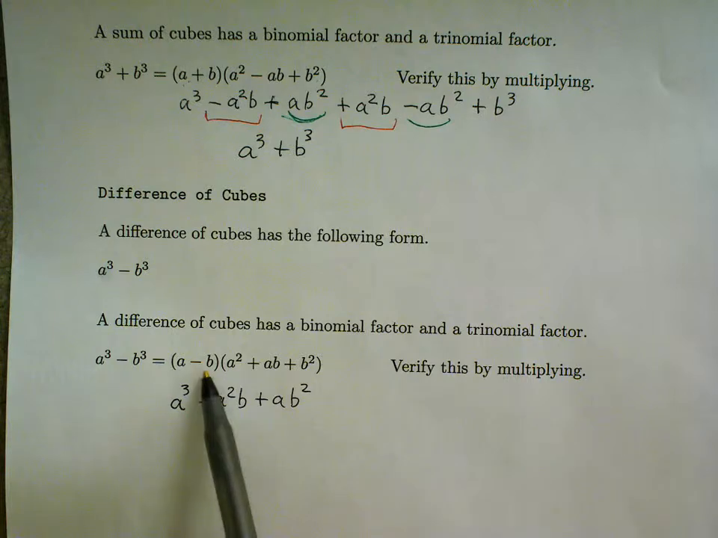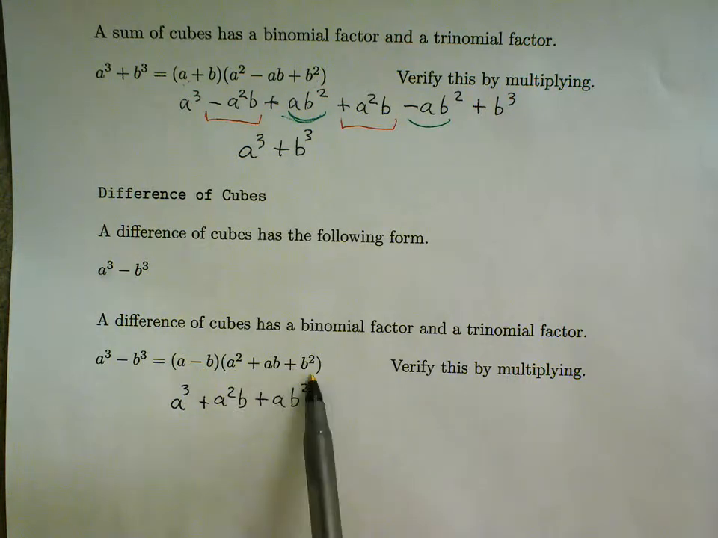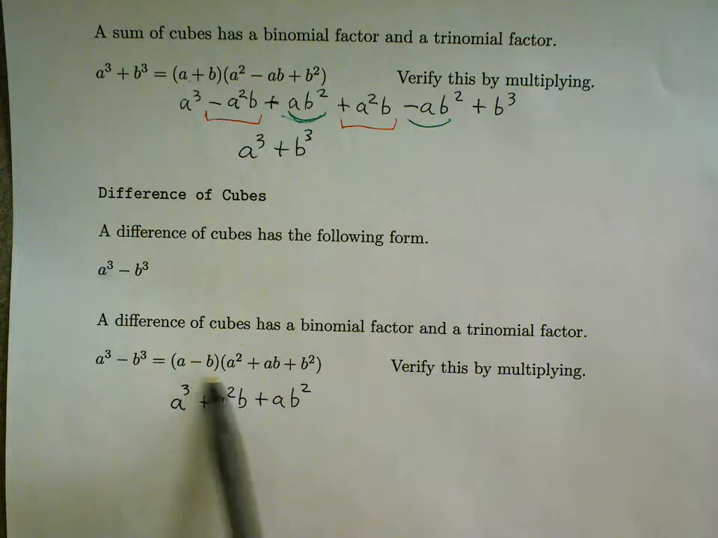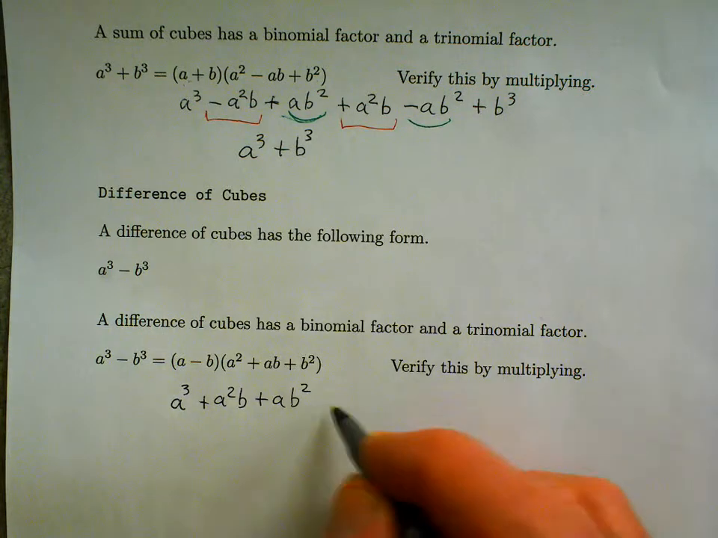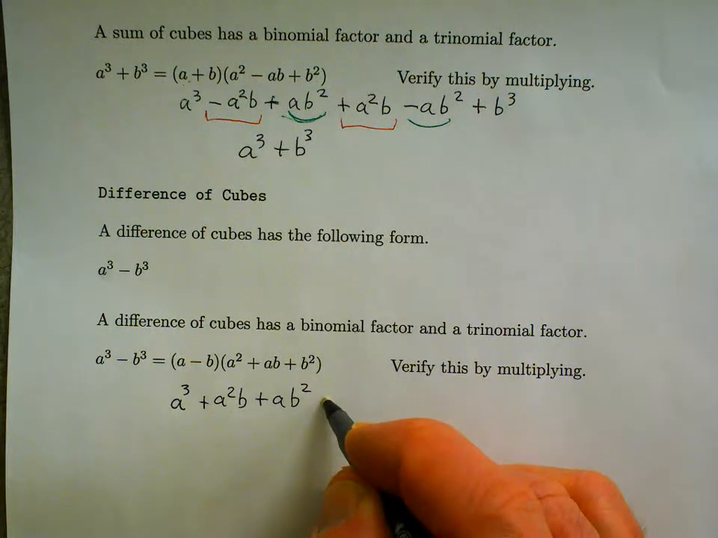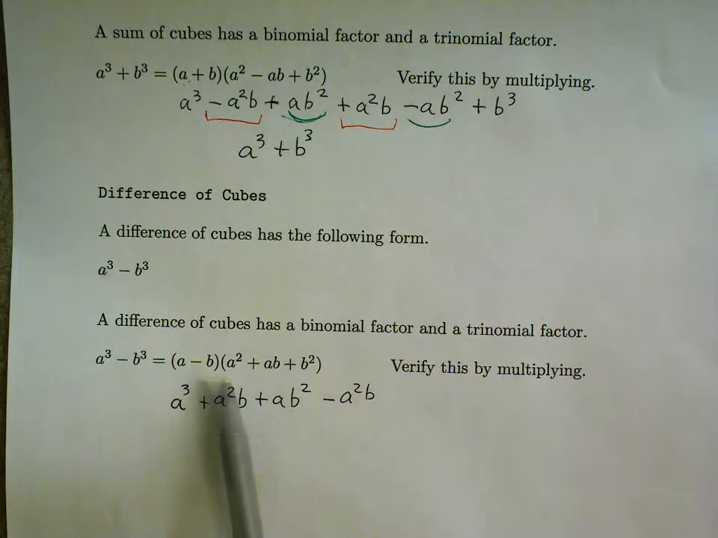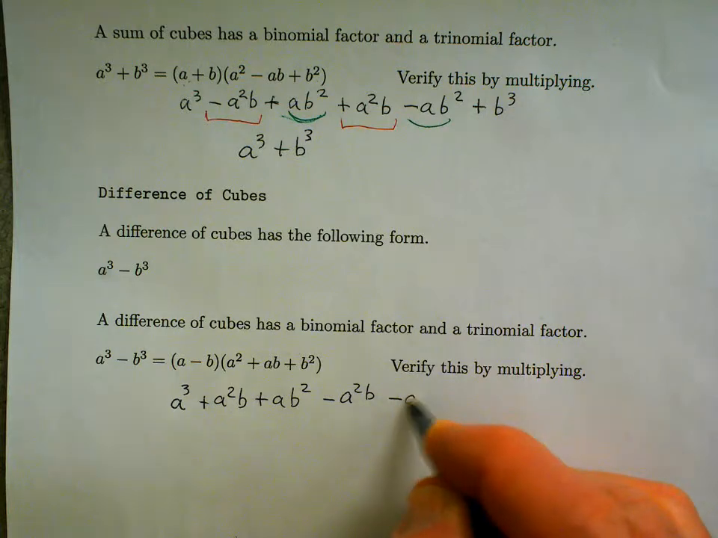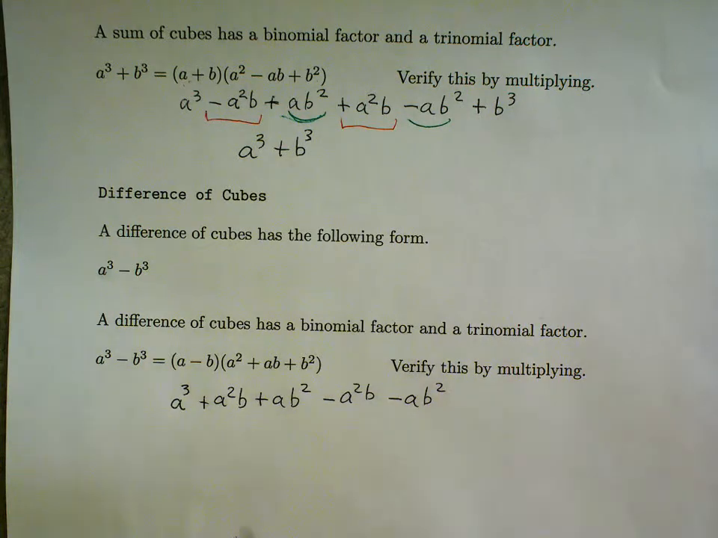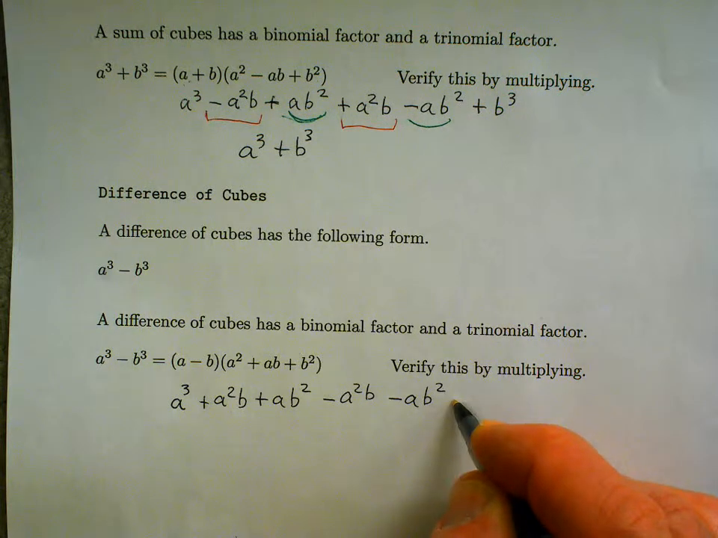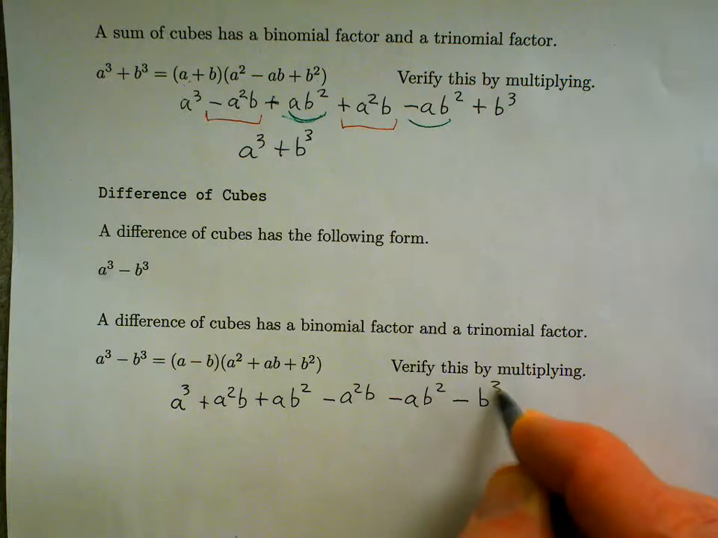And then we multiply negative b times every term in the trinomial. So negative b times a to the second, that is minus a to the second b. And then minus b times ab is minus a times b to the second. And finally, negative b times b to the second, so we write minus b to the third.